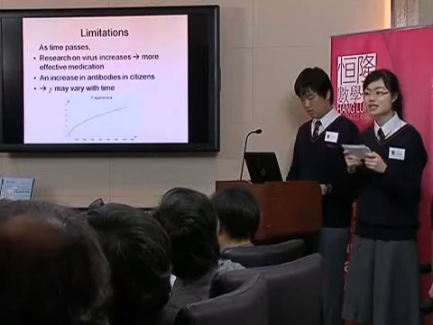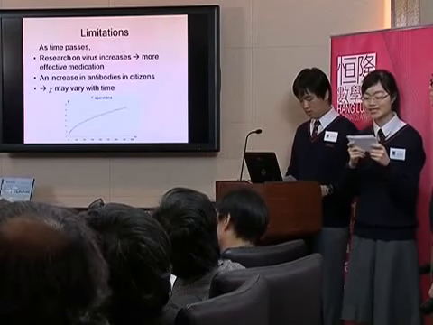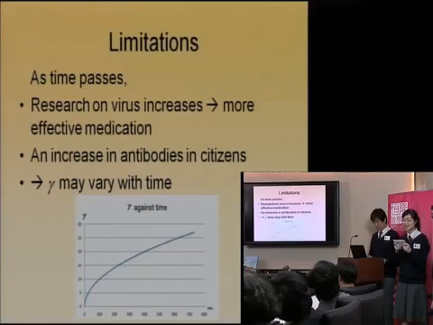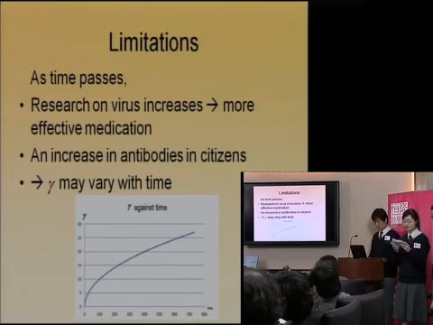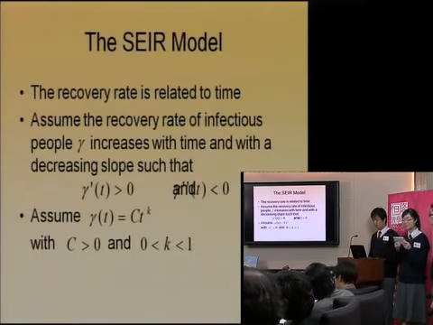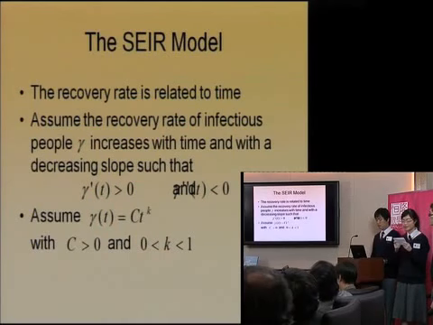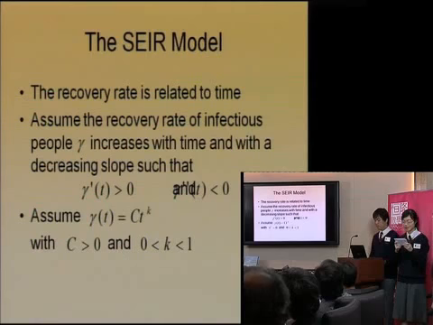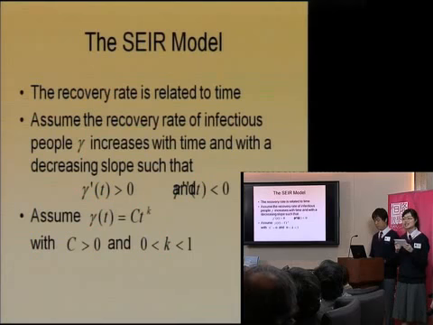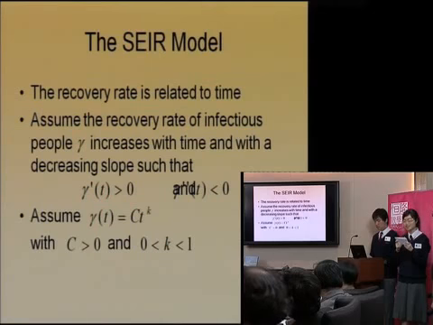As time passes, the number of research on the virus increases, resulting in more effective vaccination or an increase in antibodies in the citizens. So gamma may vary with time. We think that the recovery rate is related to time, so we assume the recovery rate of infectious people gamma increases with time and with a decreasing slope, such that gamma partial T is larger than 0 and gamma double partial T is smaller than 0. Then we assume gamma T equals C times T to the power K, with C larger than 0 and K lies between 0 and 1.